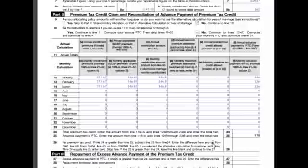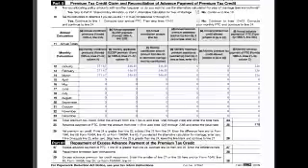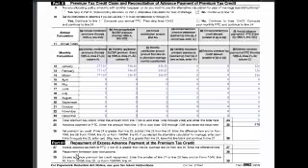They say if line 24 is equal to line 25, enter 0. If line 25 is greater than line 24, leave this blank and continue to line 27. In this case, since 25 is greater, I'm just going to leave this blank. Which means if 25 is greater, you're going to repay. It's going to have what we call a repayment.